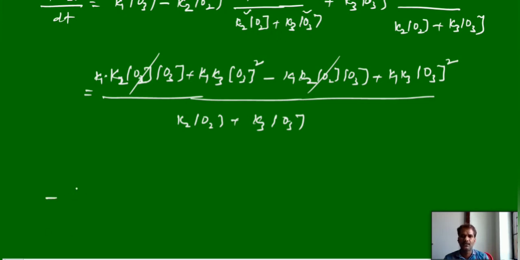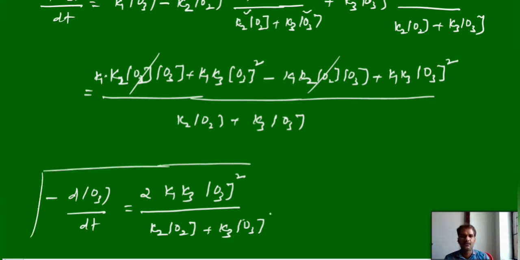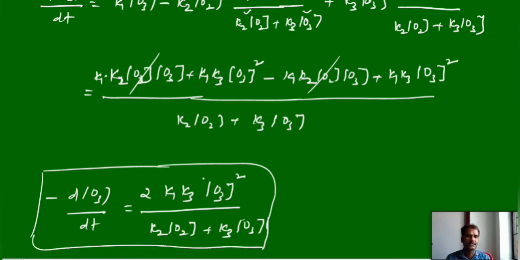So now overall decreasing in concentration of ozone, minus dO3 by dt is equals to 2 times of K1 K3 O3 power 2 by K2 O2 and K3 O3, and this is the overall rate equation or rate law for that particular reaction by using the steady state approximation.